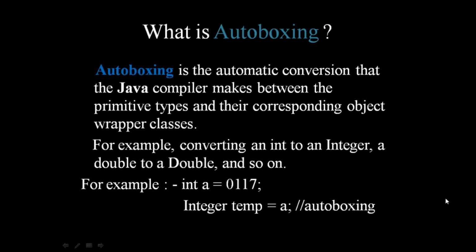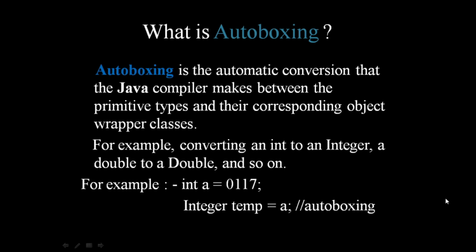Now let us go for the next concept, that is what is AutoBoxing. So what does AutoBoxing mean? In AutoBoxing, the Java compiler automatically converts primitive types into their corresponding wrapper class objects. For example, here you can see int a equal to 0117. So a is of primitive type. After that, we are storing that primitive type in a wrapper class object named temp. So here you can see Integer temp, a wrapper class object which is storing the primitive type. So this is known as AutoBoxing.